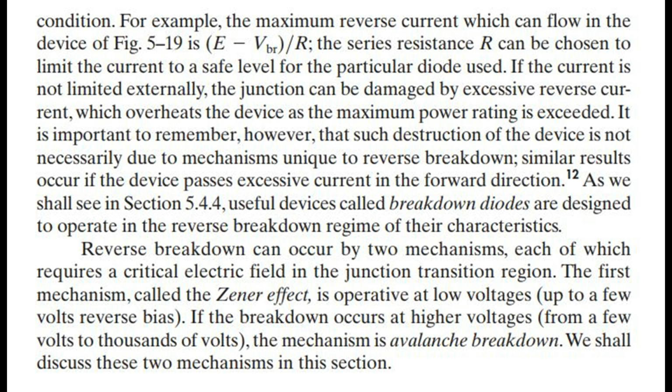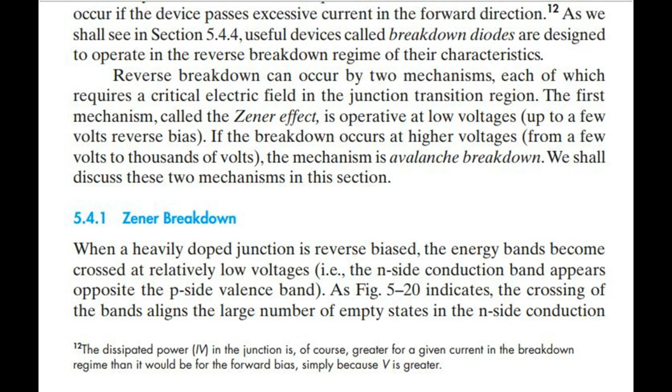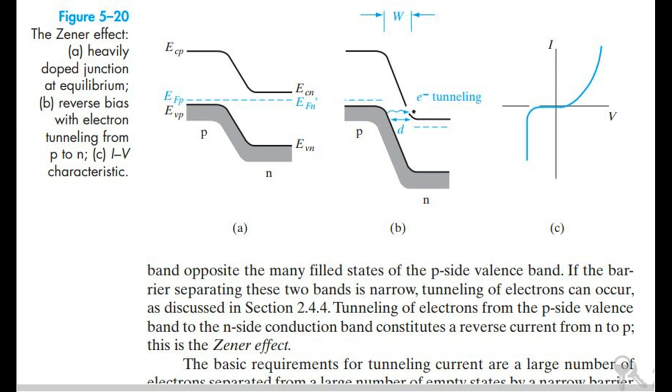Zener breakdown. When a heavily doped junction is reverse biased, the energy bands become crossed at relatively low voltages, i.e., the N-side conduction band appears opposite the P-side valence band. As Fig 5.20 indicates, the crossing of the bands aligns the large number of empty states in the N-side conduction band opposite the many filled states of the P-side valence band. Figure 5.20. The Zener effect. A, heavily doped junction at equilibrium. B, reverse bias with electron tunneling from P to N. C, I-V characteristic.